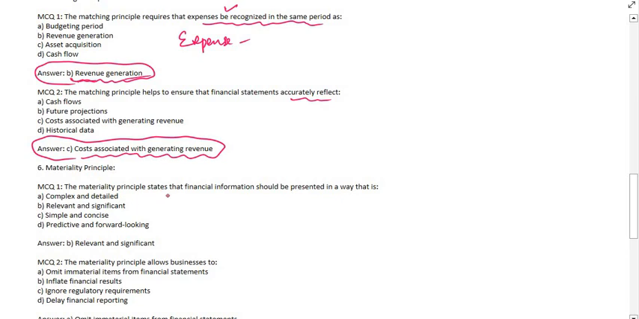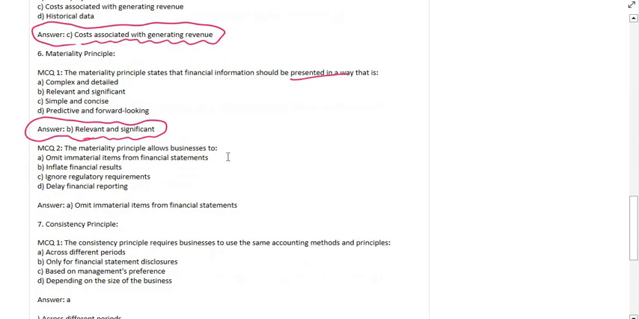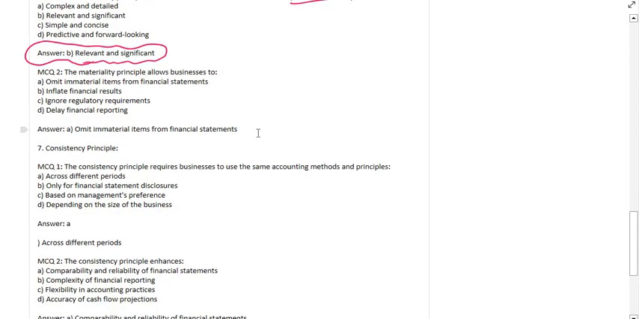Now the materiality principle states that financial information should be presented in a way that is relevant and significant. You should not use immaterial and irrelevant stuff. You only present the financial information that is relevant and significant for the user. The materiality principle allows businesses to omit immaterial items from the financial statement.